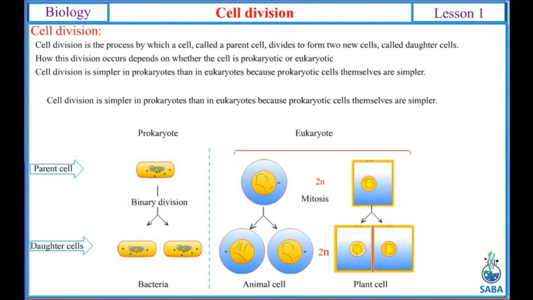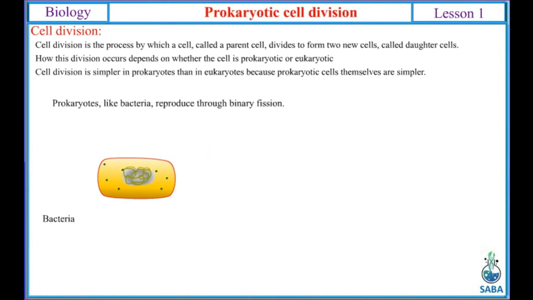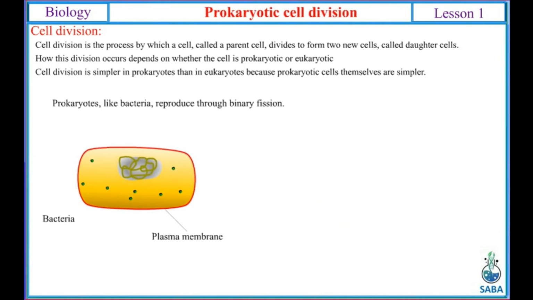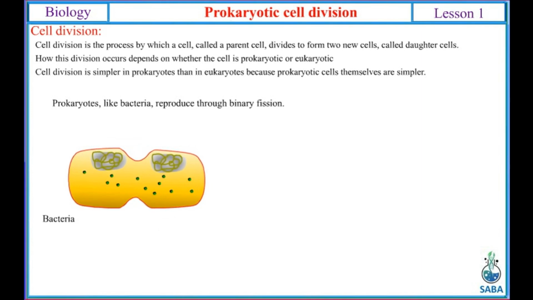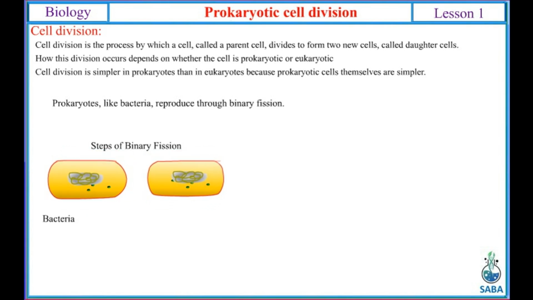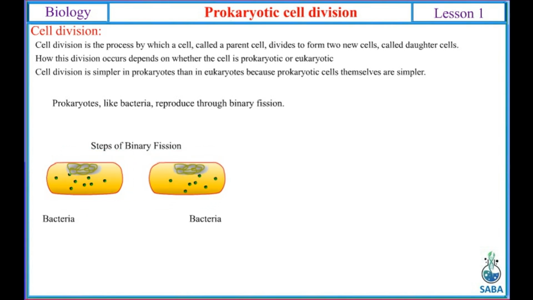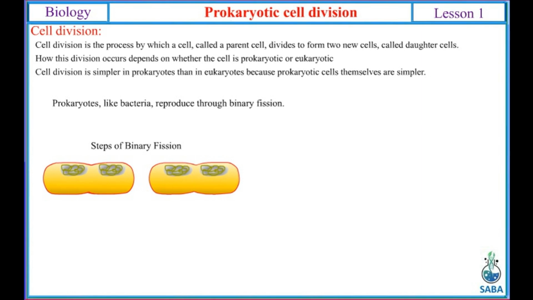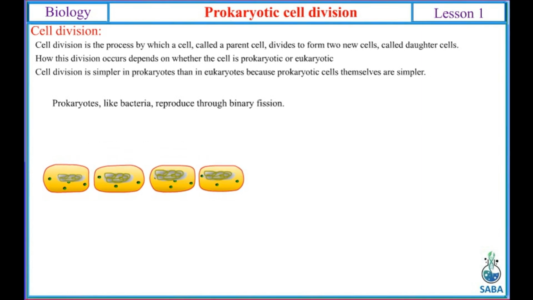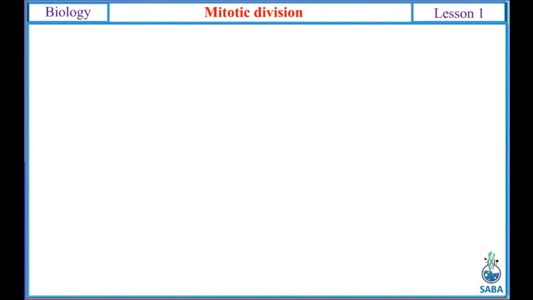Cell division. Cell division is a process by which a cell, called a parent cell, divides to form two new cells called daughter cells. How this division occurs depends on whether the cell is prokaryotic or eukaryotic. Cell division is simpler in prokaryotes than in eukaryotes because prokaryotic cells themselves are simpler.